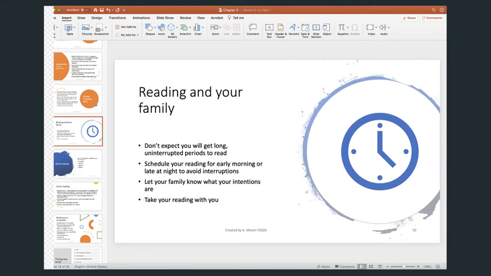Reading in your family is something that is really important as well. Whether you're living at home with your parents, or you have family members around, a spouse or children, it's important to remember that there will be times that you can read without interruptions, but those are few and far between. So you want to schedule your reading time for when you have the fewest interruptions. And also let your family know that you are going to be reading. And one final thing, you can take your reading on the bus with you, or you can take it when you're going shopping, because maybe you'll have the chance to sit down and read for a few minutes.